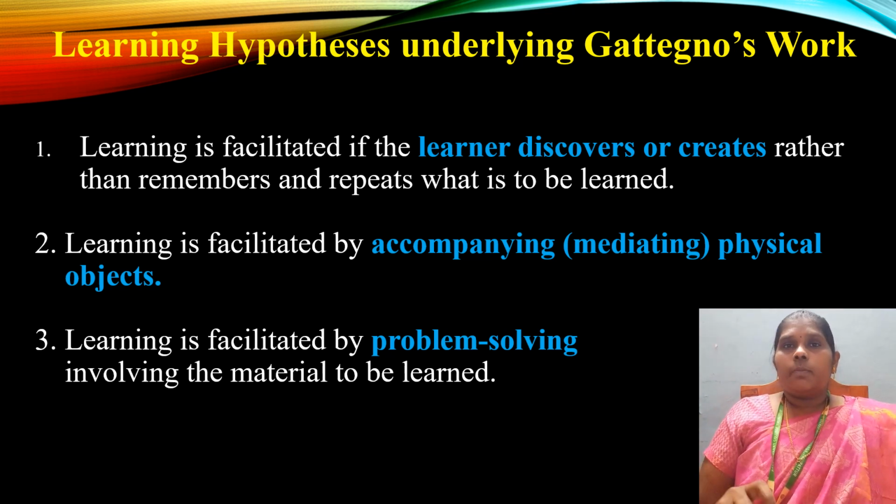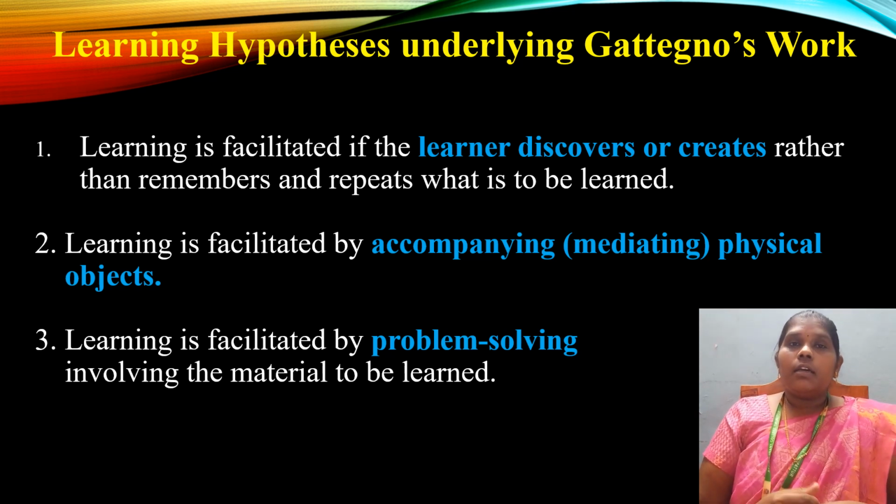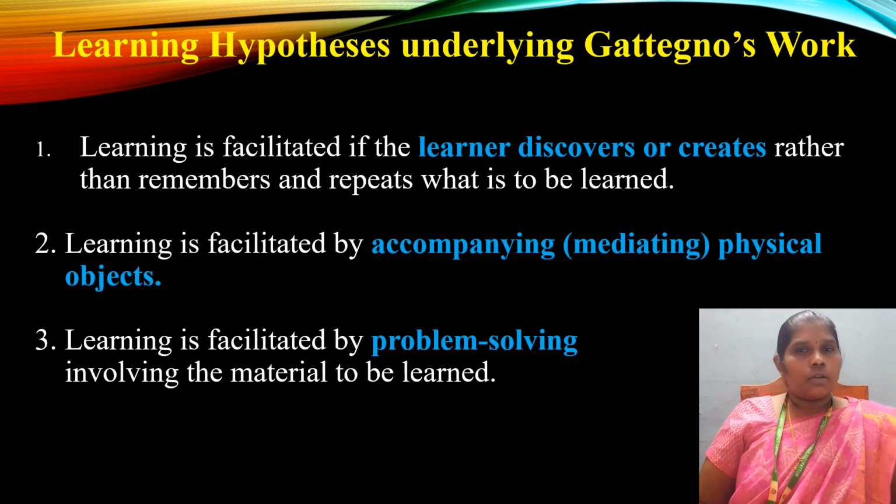So what do you mean by that? Here learning would be somewhat faster and easier if I learn with any of the objects, with any of the materials. So here in the Silent Way, I would be using either Cuisenaire rods or color-coded charts. With the help of these things, I will be learning the language easier.